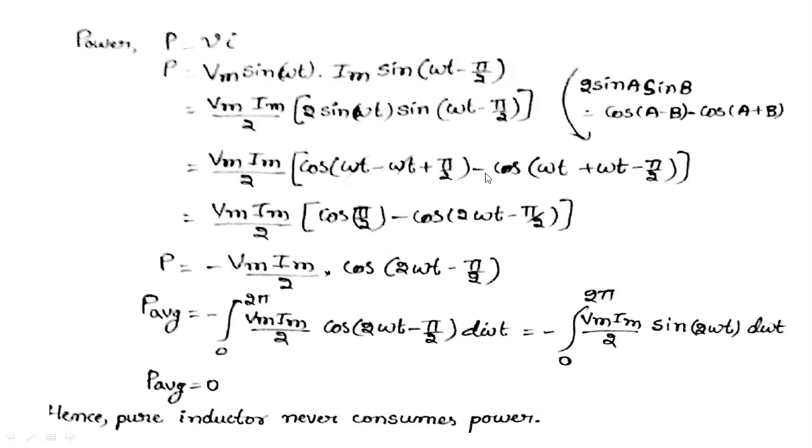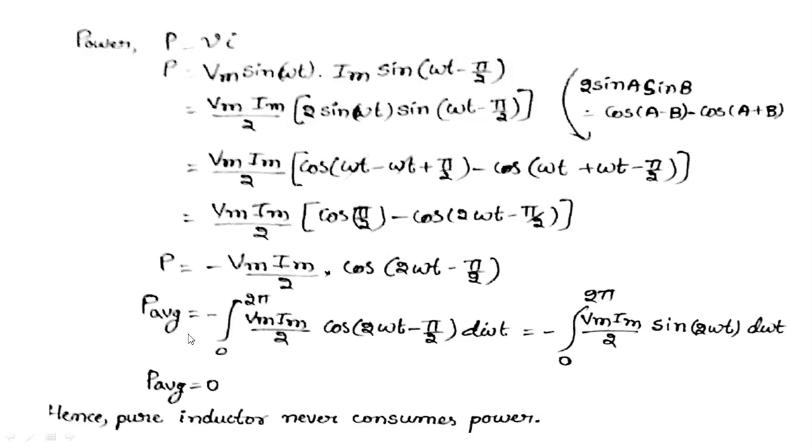Using 2 sin A sin B equals cos of A minus B minus cos of A plus B, simplifying this I get Vm Im by 2 times cos pi by 2 minus cos of 2 omega t minus pi by 2. So the power P equals minus Vm Im by 2 times cos of 2 omega t minus pi by 2.